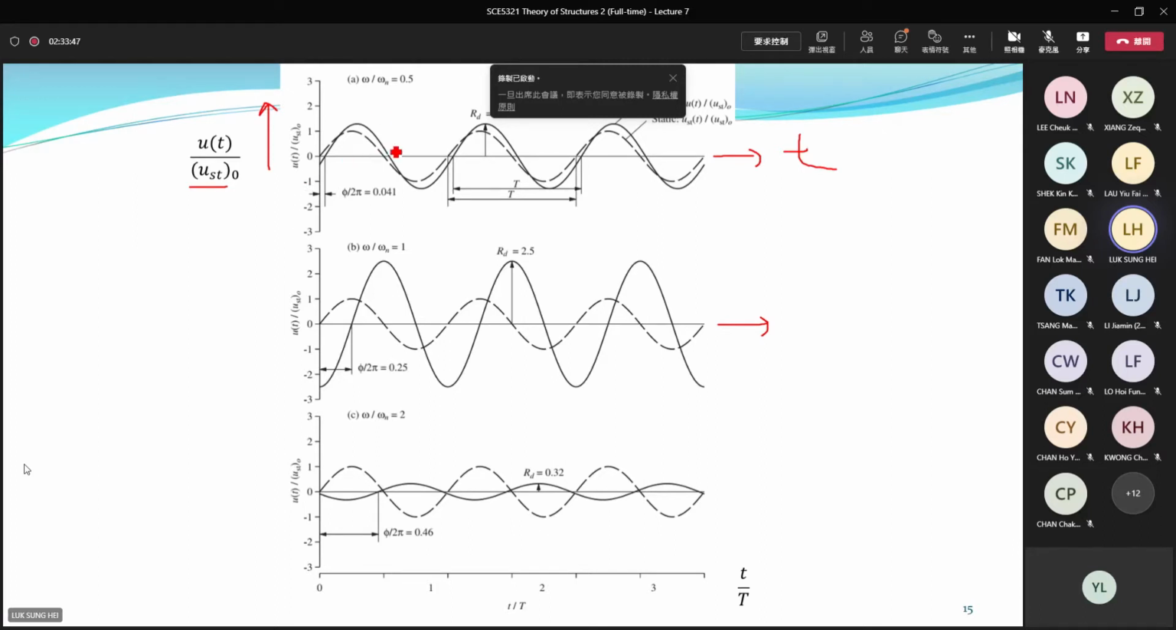For comparison, the first graph shows mu with beta equal to 0.5, frequency ratio equal to 0.5. The second picture B shows mu at resonance. The last picture shows mu with beta equal to 2. You can see the difference. There are some observations, right? The dashed line represents static, while the solid line represents dynamic. Static and dynamic do not occur simultaneously because we have phase angle.